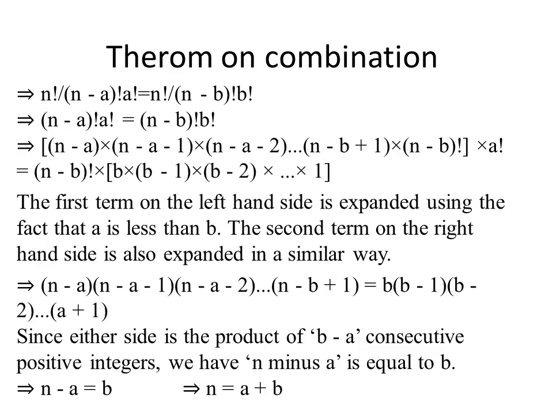That implies (n minus a) into (n minus a minus 1) into (n minus a minus 2) and so on to (n minus b plus 1) is equal to b into (b minus 1) into (b minus 2) and so on to (a plus 1). Since either side of the product is a product of (b minus a) consecutive positive integers, we have n minus a is equal to b. Therefore, n minus a equals b. That implies n is equal to a plus b.